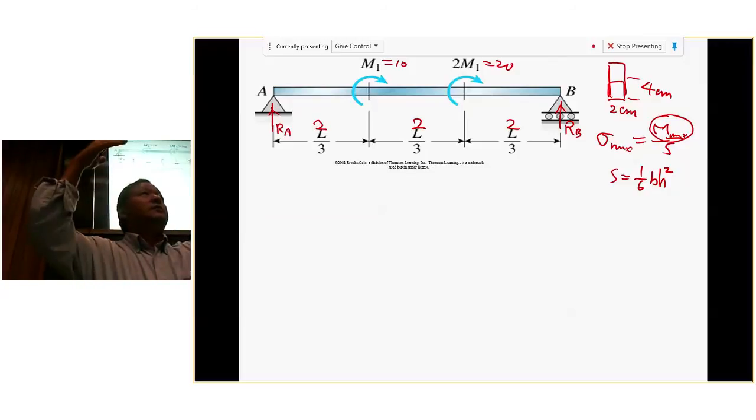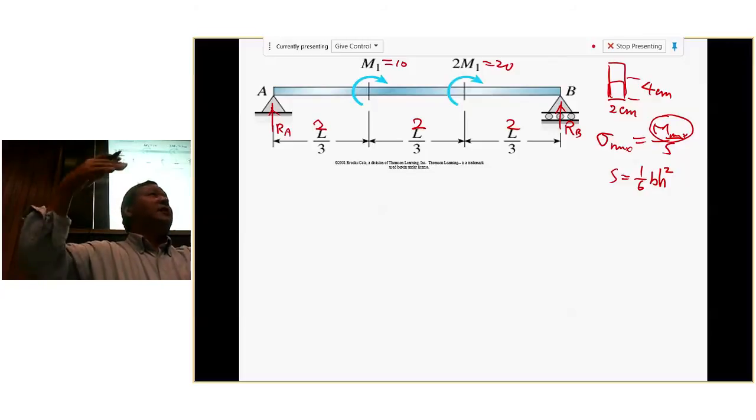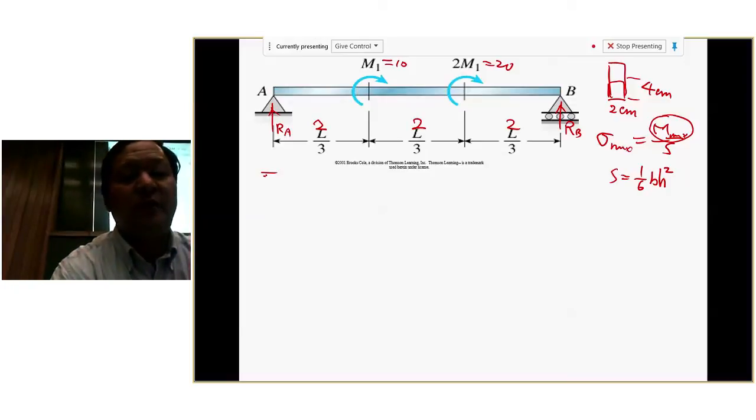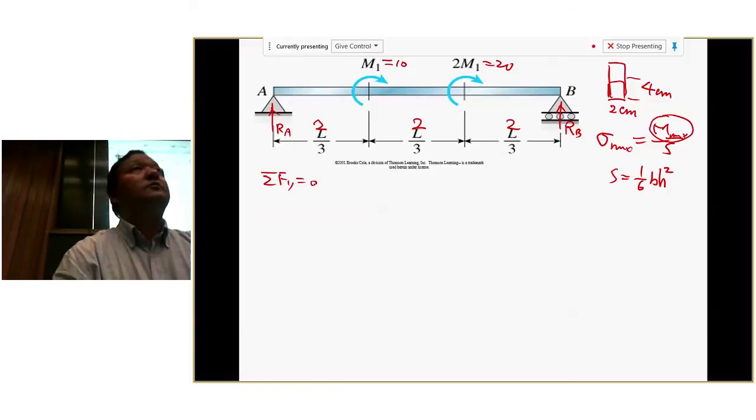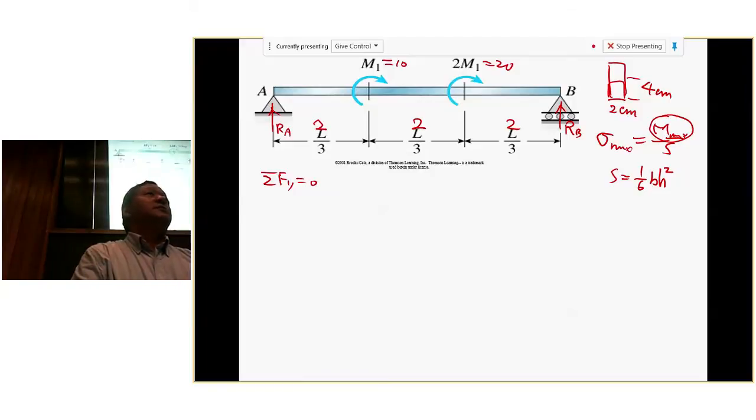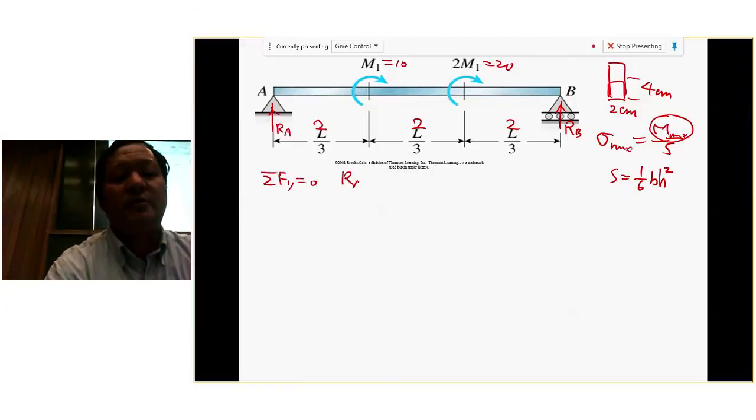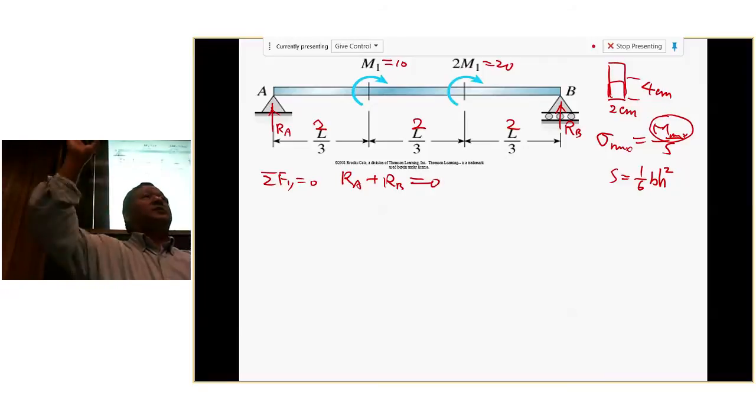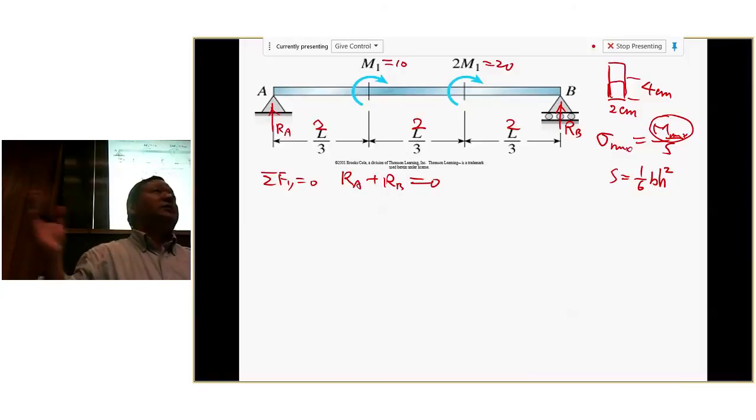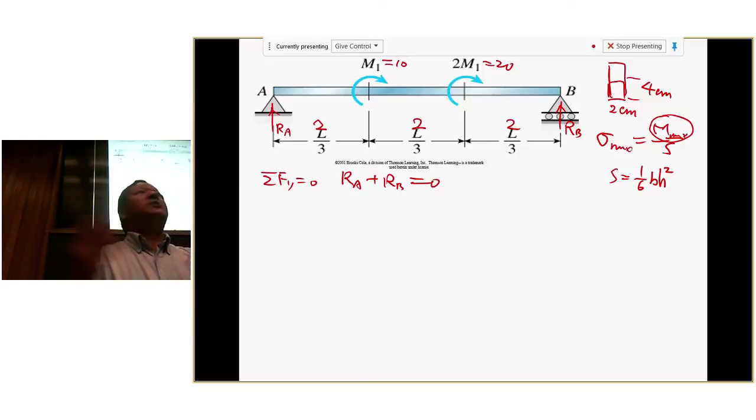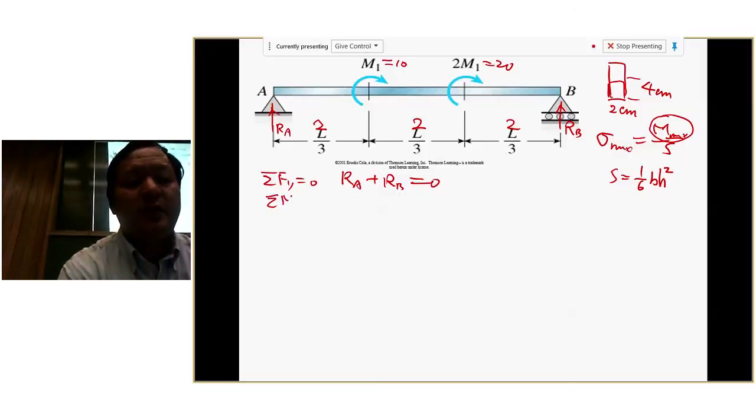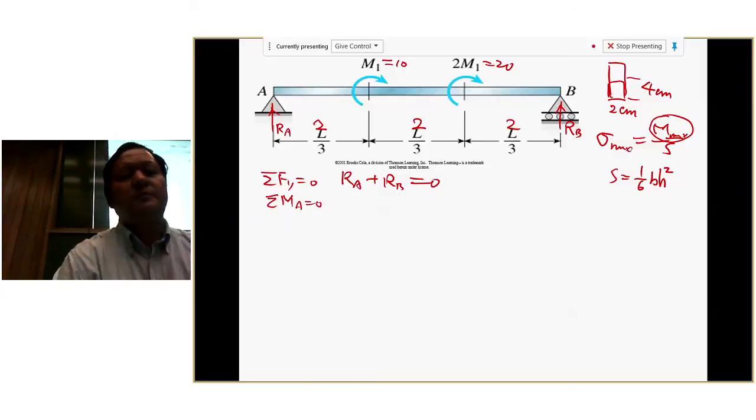Sigma Fy equals 0, right? So sigma Fy equals 0, translate: RA plus RB equals 0. So RA must be in the opposite direction to RB. That's one equation. Another one: the summation of moments about any point should be 0. Let's pick one point, A. So sigma M about point A equals 0.